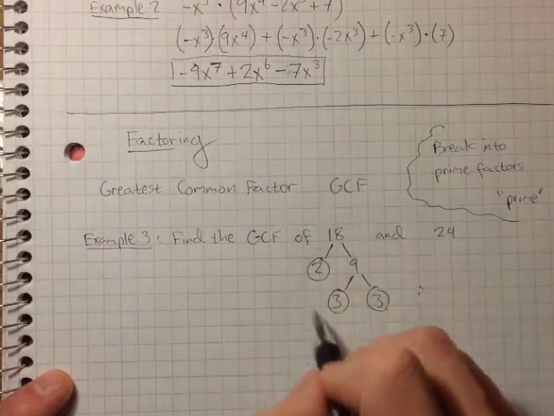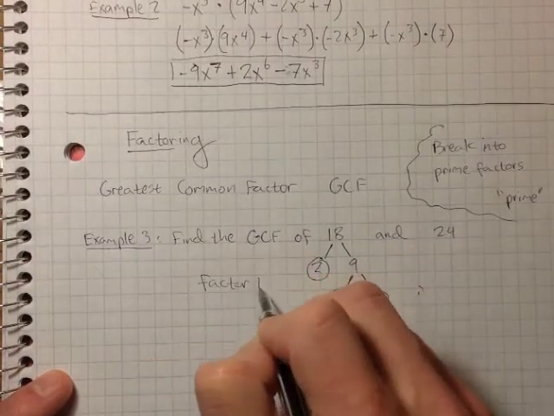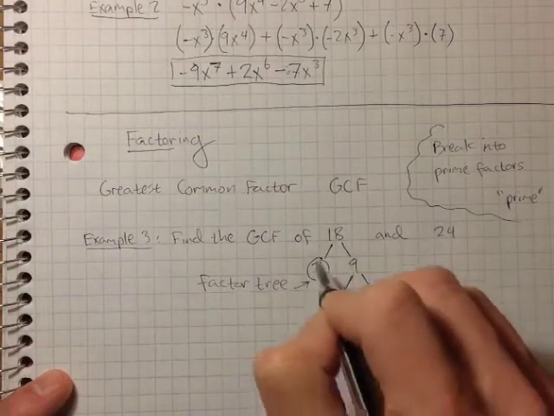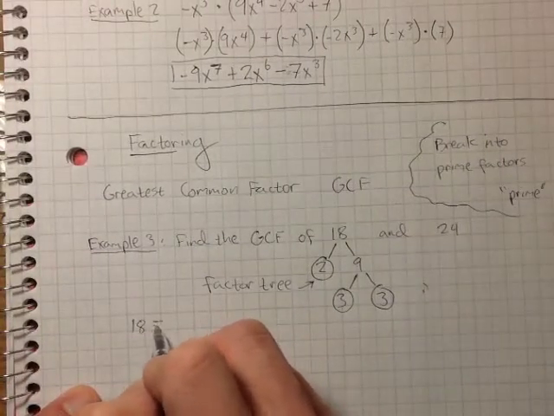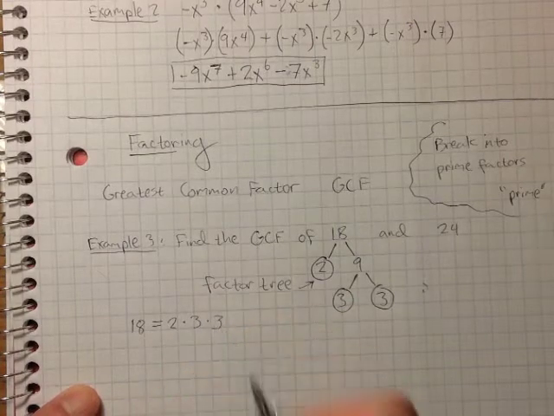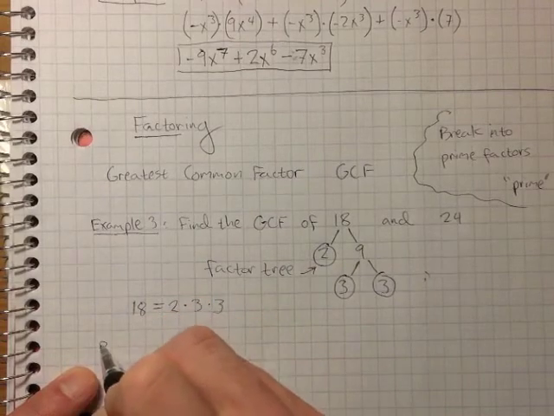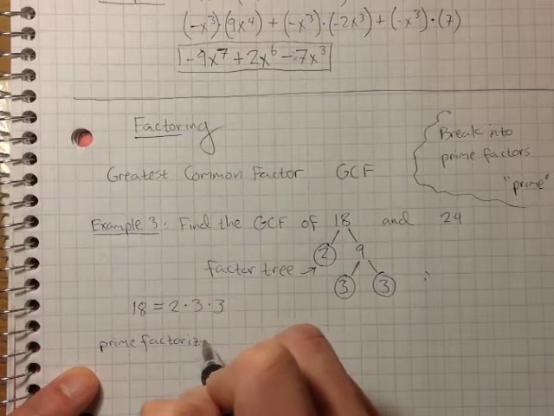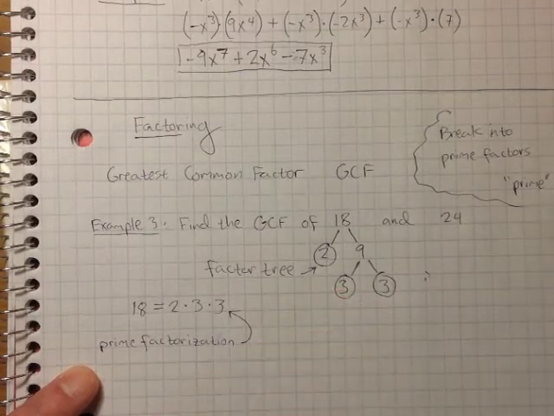Now, what this factor tree, okay, kind of looks like a tree. What this factor tree tells us is that 18 is equal to 2 times 3 times 3. Okay? So the prime factorization of 18 is 2 times 3 times 3.